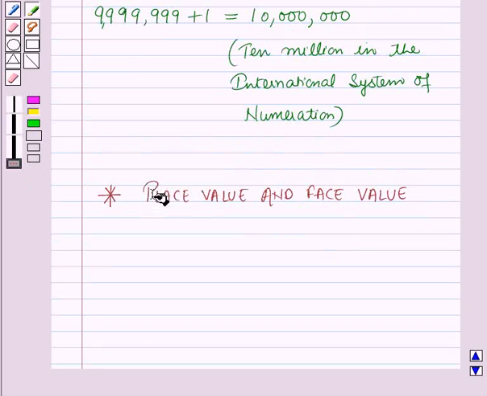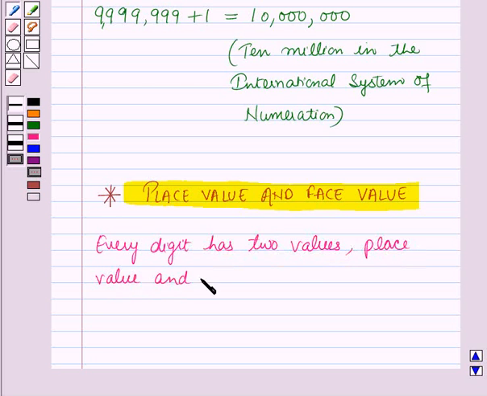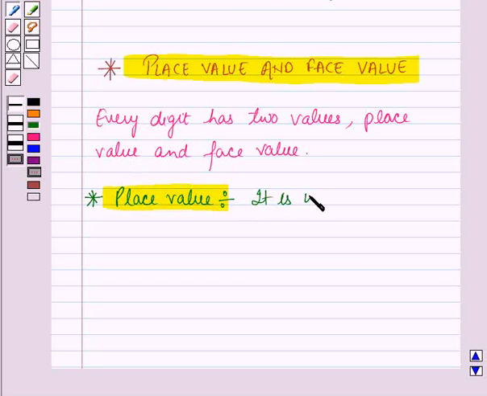Now let us discuss place value and face value of a number. Every digit has two values, place value and face value. First of all, let us discuss place value. It is what the digit represents in its place.